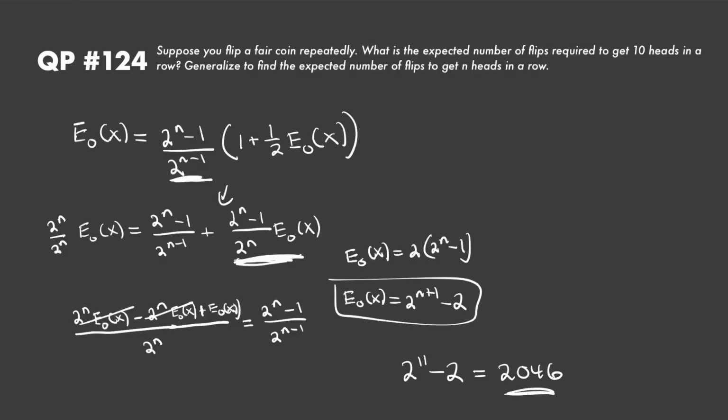You see it's quite a lot, and you can see also that as n increases, we're getting exponential growth in the number of flips required to see that many, right? And that definitely makes sense because we would expect exponential growth to get increasingly larger numbers of heads in a row.